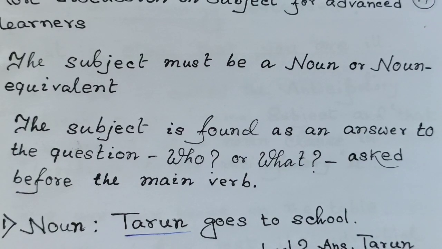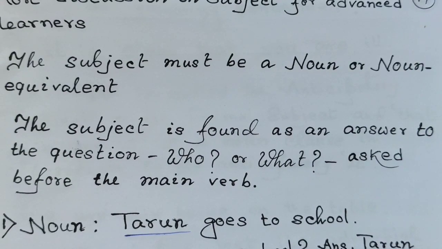It's a question that you have to make to find out the subject from a sentence. The subject can be hiding anywhere in the sentence. In any part of the sentence, the subject can be hiding. What you have to do, you have to put who or what before the main verb. That means the main verb has to be found out at first, and after that you have to put who or what before the main verb.